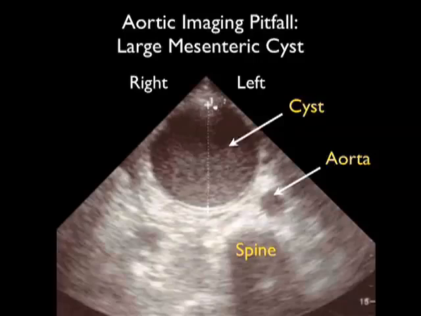Notice we see the bone table of the spine. Notice just anterior to the spine, we actually can see here the aorta. This very large structure is actually a very large mesenteric cyst, and it failed to have pulsations with power color Doppler.